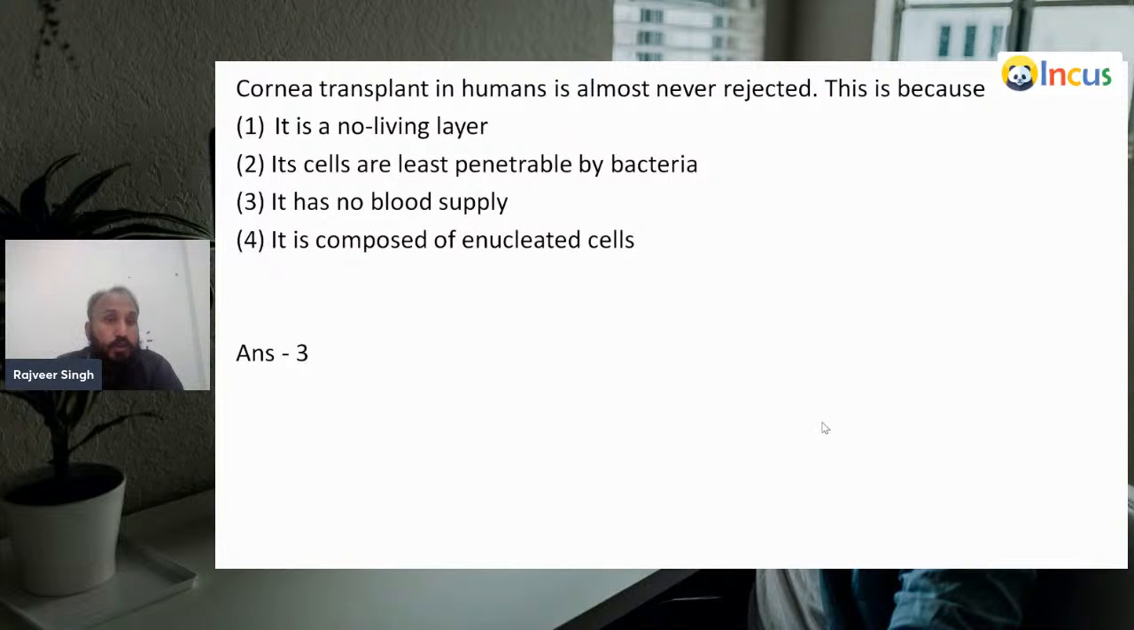The next one: cornea transplant in humans is almost never rejected. Why? This is because of what reason? It is a non-living layer. Absolutely wrong. Its cells are least penetrable by bacteria. Not right. It has no blood supply. Yes, this is right. It is composed of enucleated cells. So the answer will be the third: it has no blood supply.